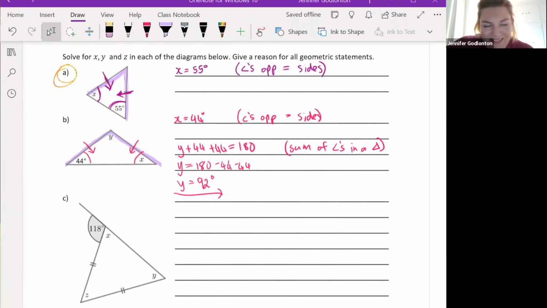Ma'am, the thing is, I know how to get my answers, but the only thing that's confusing is getting my reasons. Okay, so your reasons. This is the one nasty thing about geometry: having the answer without the reason, you get nothing. They don't even give you half of it. So they won't even give you 1 mark. They have to be together.